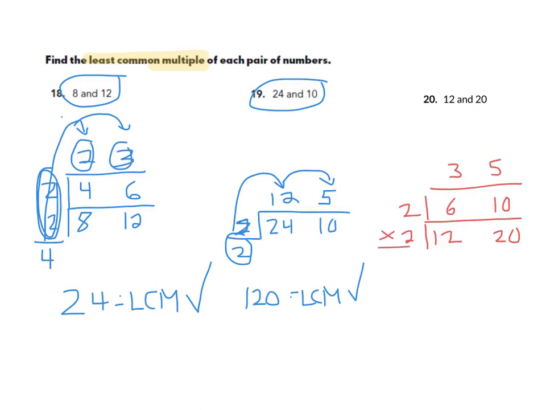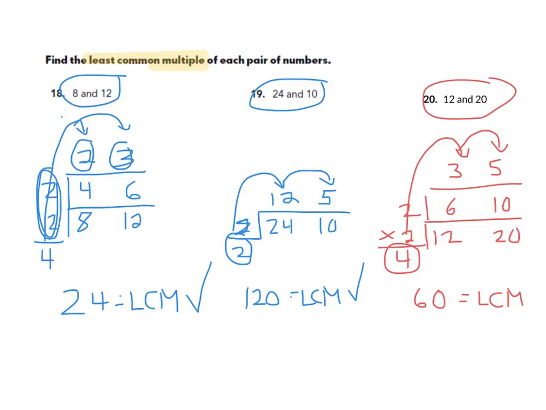So if I take my greatest common factor, which is 4, and I just multiply it by everything that's left, 4 times 3 is 12, and 12 times 5 is 60, which is their least common multiple. If I were to just multiply 12 and 20, I'd get 240, which is a multiple, but it's not the least common multiple.